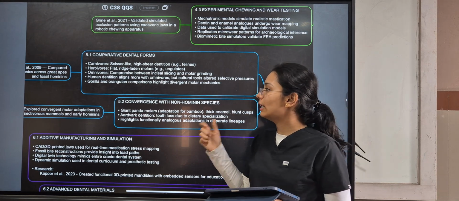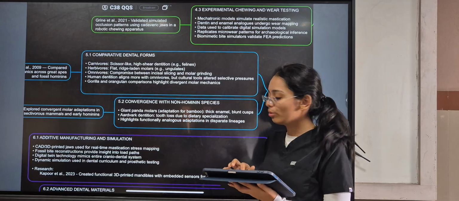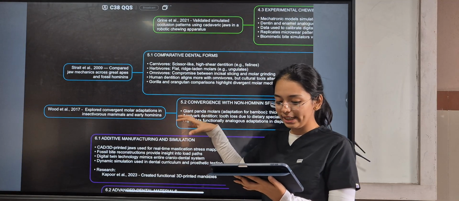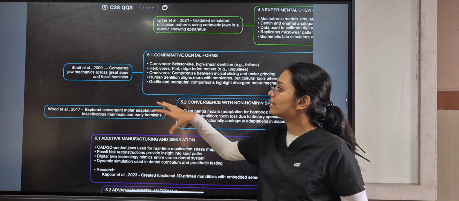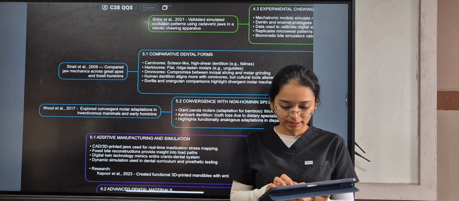And then we have gorilla and orangutan. The comparison will highlight divergent molar mechanics. There was a study done by Strait et al. in 2009. It compared the jaw mechanics across great apes and fossilized humans.